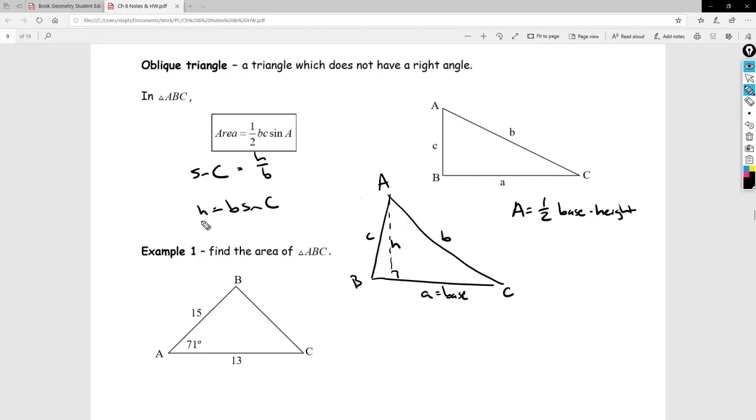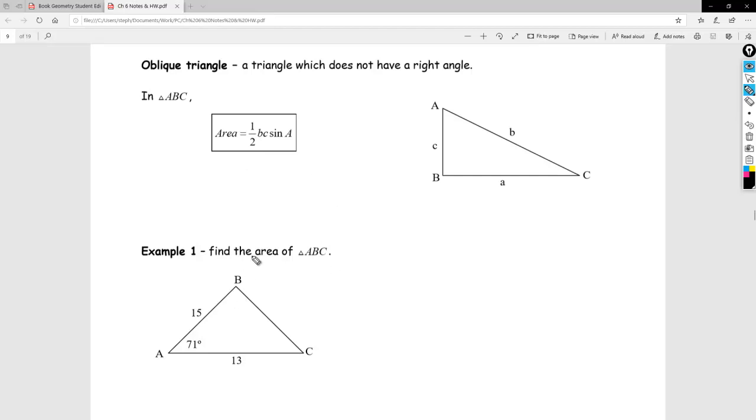So now that I have a way to represent my height and my base, I can rewrite this as 1/2. My base is a, and my height is b sine C. All right, so real quick proof of how this area formula came to be. Let's actually walk through an example. So they want us to find the area of this triangle.